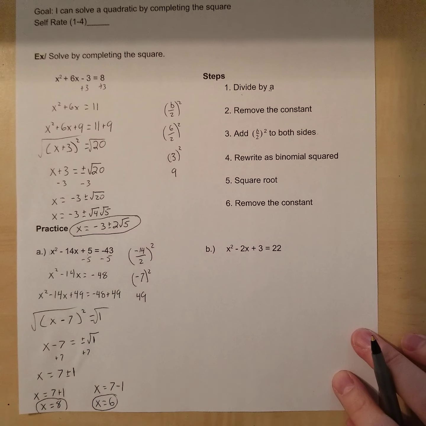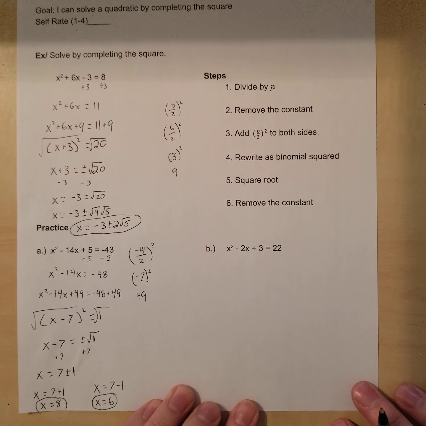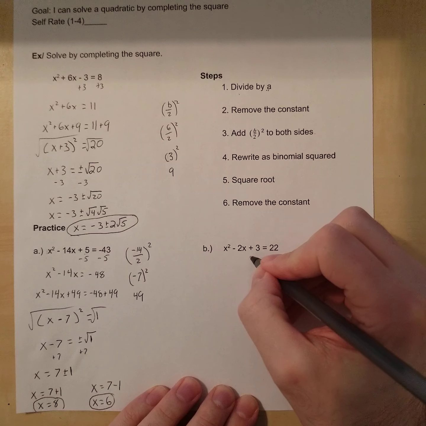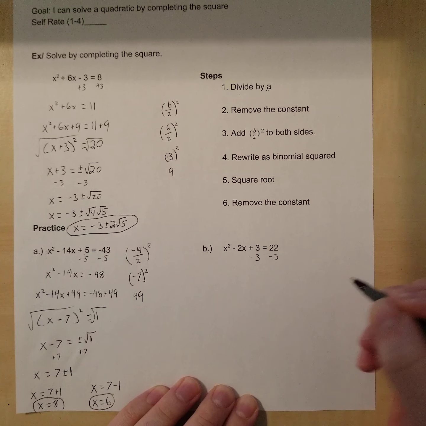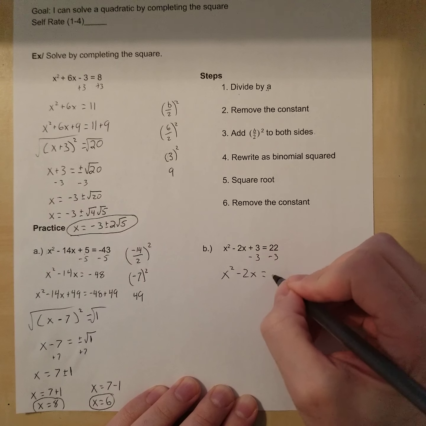All right, looking over at part B. Try this one on your own. Pause the video, and then I'll show you the result. Okay, let's take a look. Step 1, we'll get rid of the 3. X squared minus 2x equals 19.